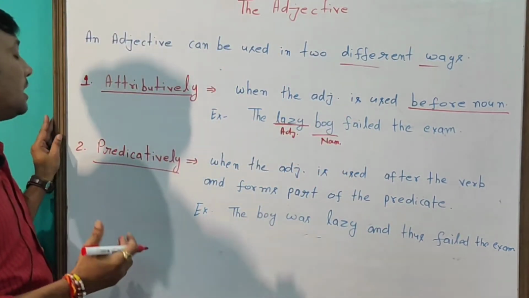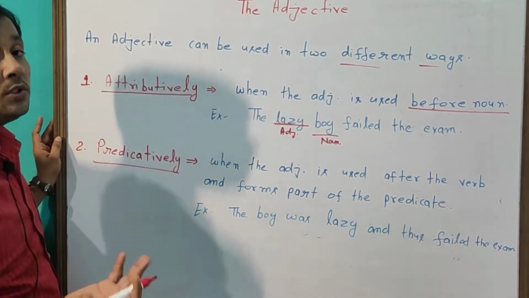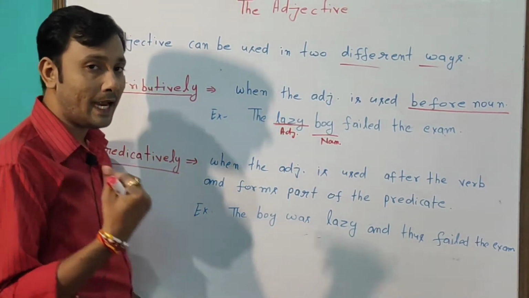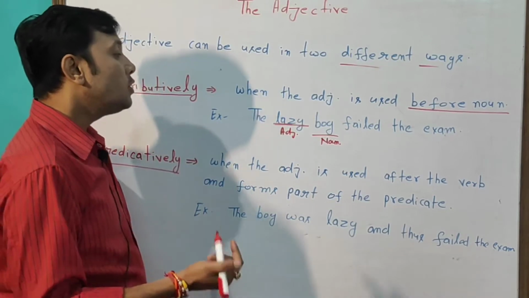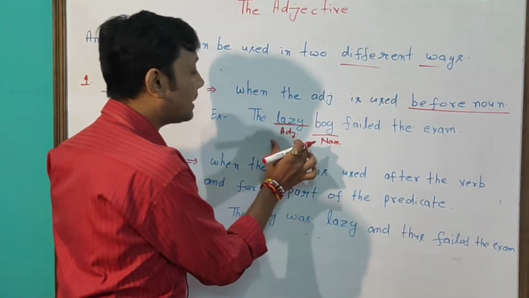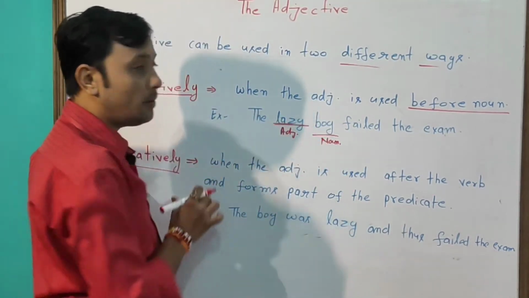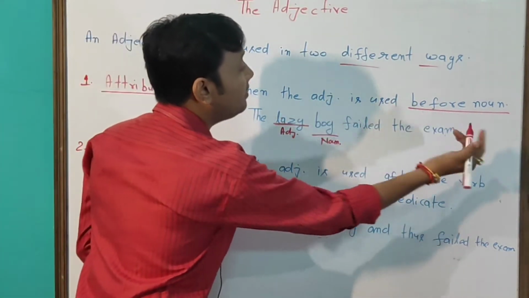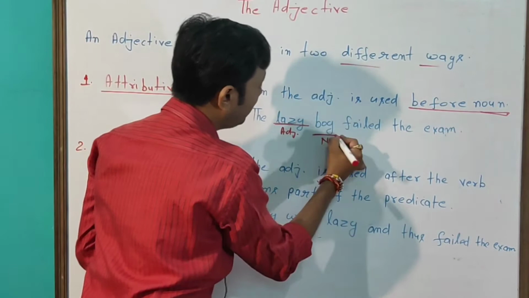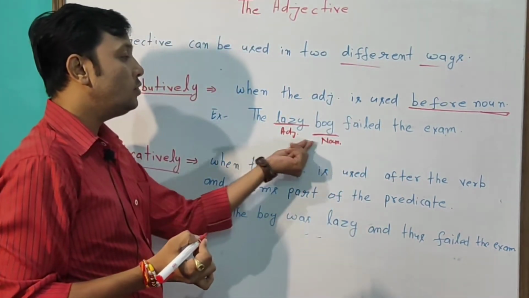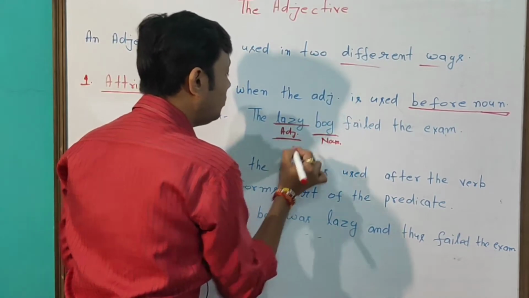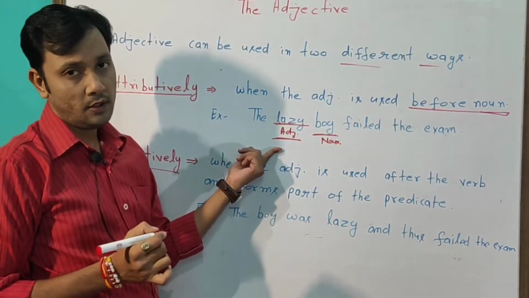Now the question comes, how is adjective used in the sentence? I told you the adjective is used in the sentence in two ways, attributively and predicatively. So in this sentence, adjective is used attributively. Why? Because I told you when the adjective is used before the noun. Noun is boy and adjective is used before the noun. That is why here the word lazy is used attributively.